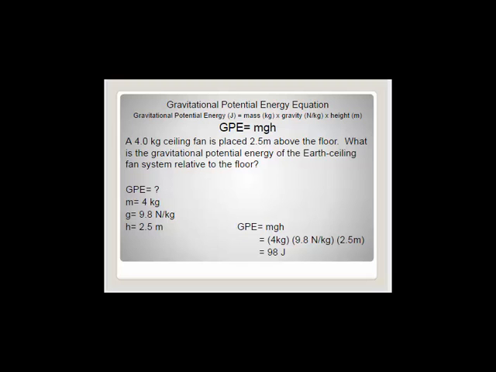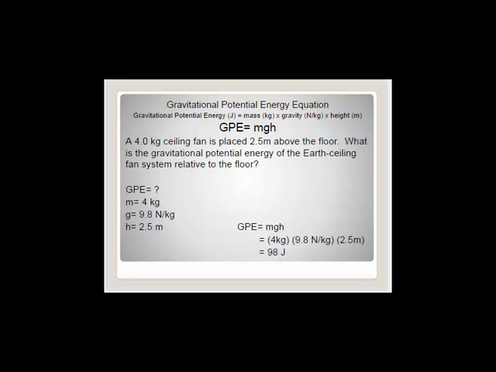Gravitational potential energy, which is in joules, equals mass, which is in kilograms, times gravity, which is, we'll probably use meters per second squared, or you could say newtons per kilogram, times that height, which is in meters. So GPE equals mgh.